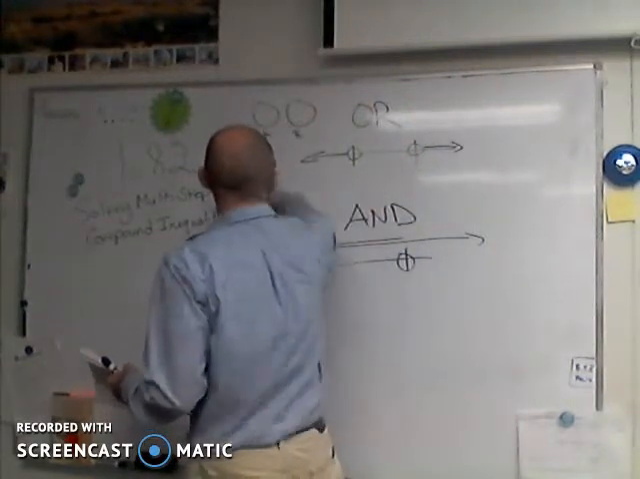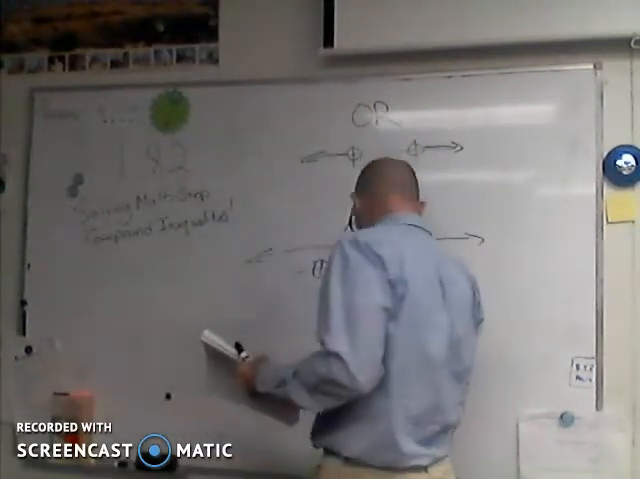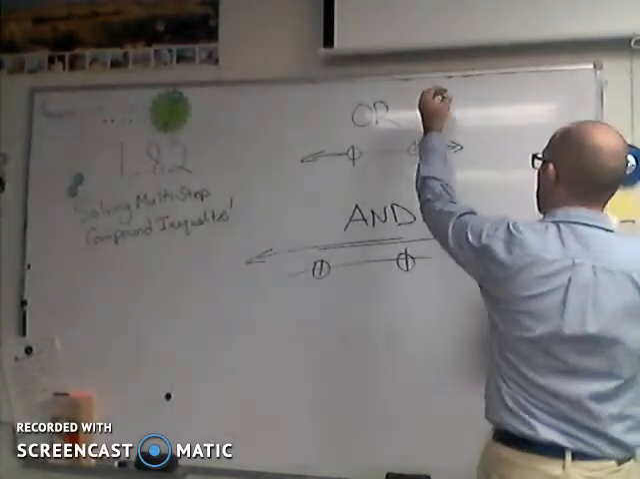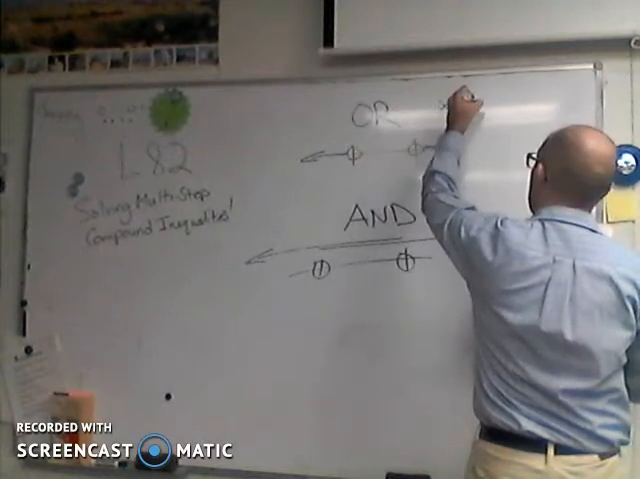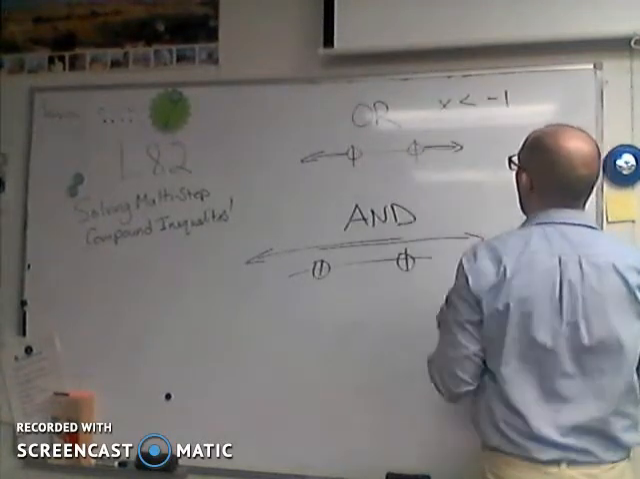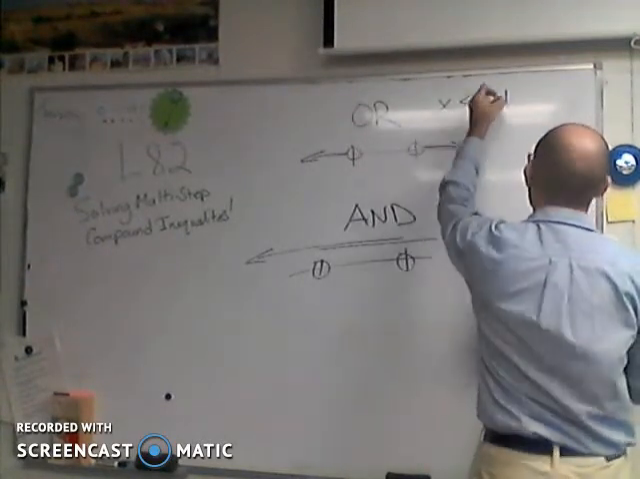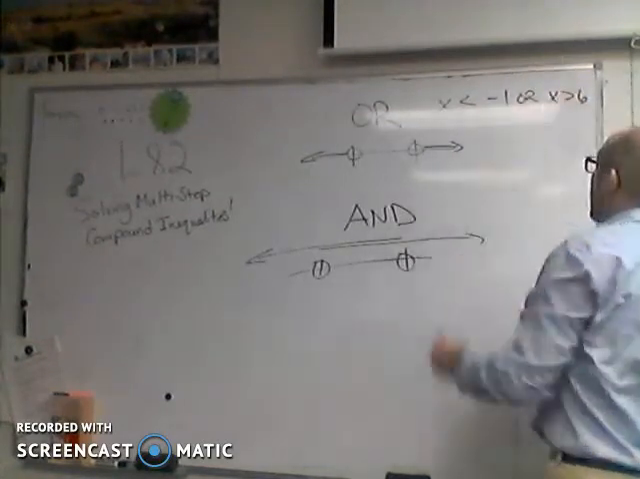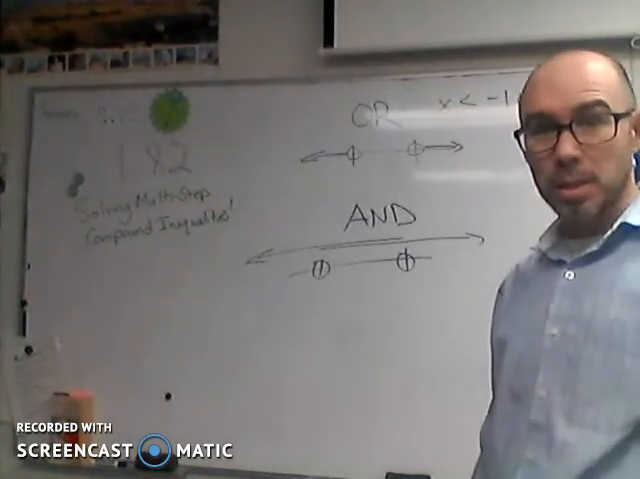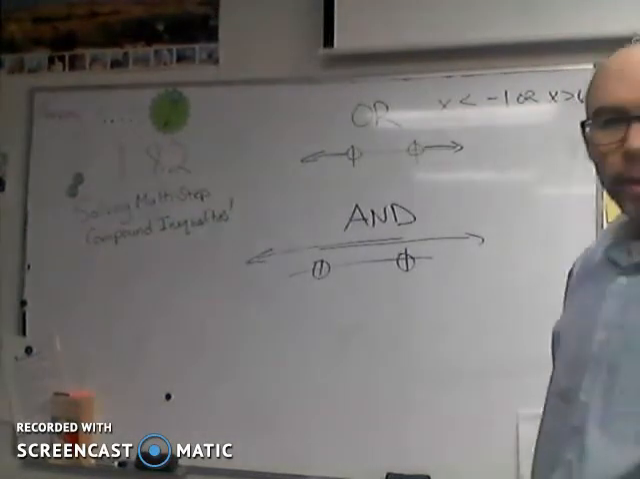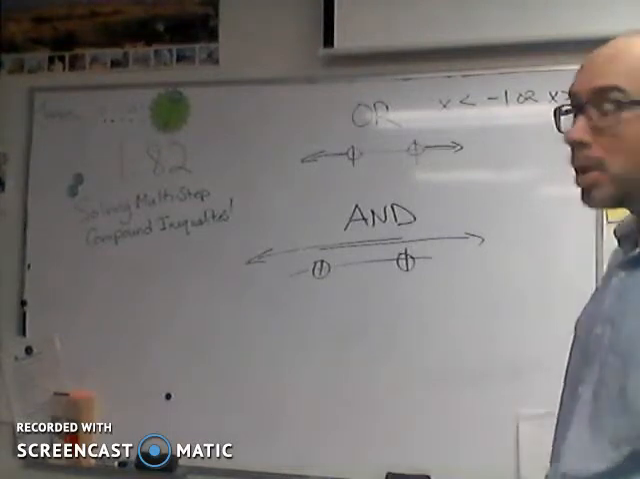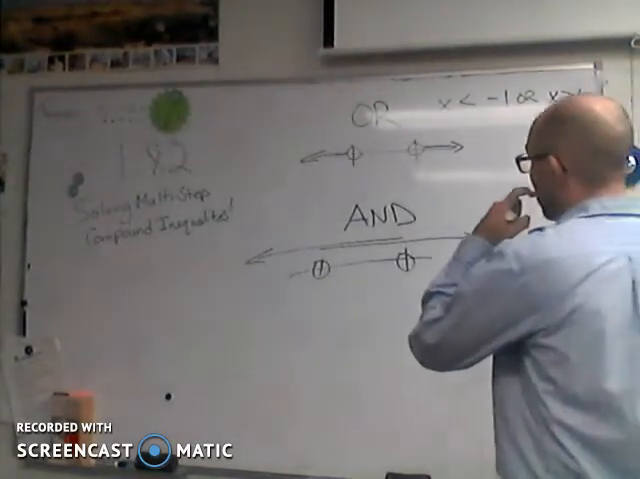So if we have an OR situation, they're going to tell you something like this. X is less than -1, or X is bigger than 6. Now, we're not really quite sure what X is, but we know that it's not somewhere in the middle, that there are some boundaries here.